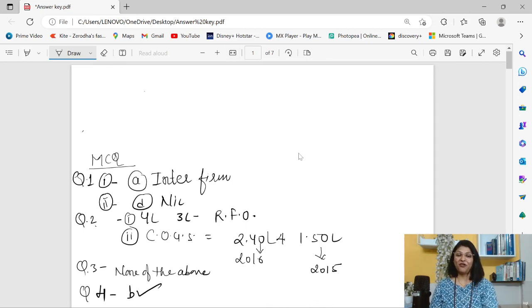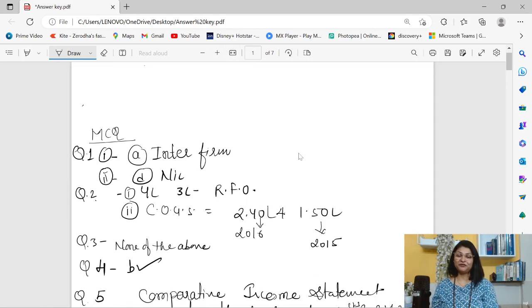First question was the comparison of one firm with another firm in the same industry. So obviously when we talk about two different firms, we are talking about the inter-firm analysis. So the answer was A, inter-firm analysis.